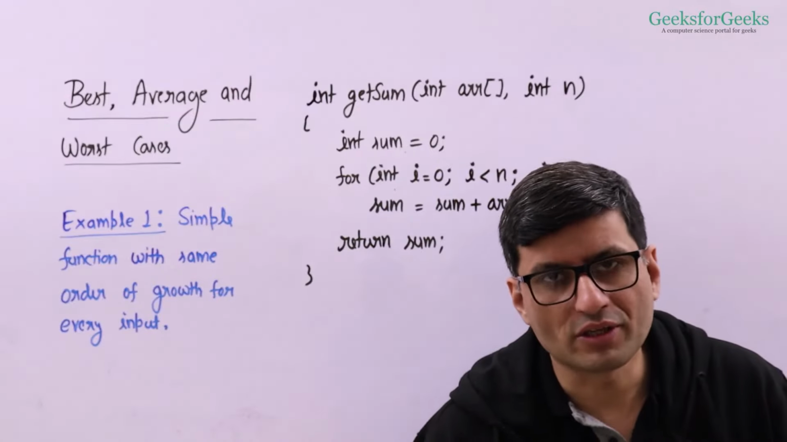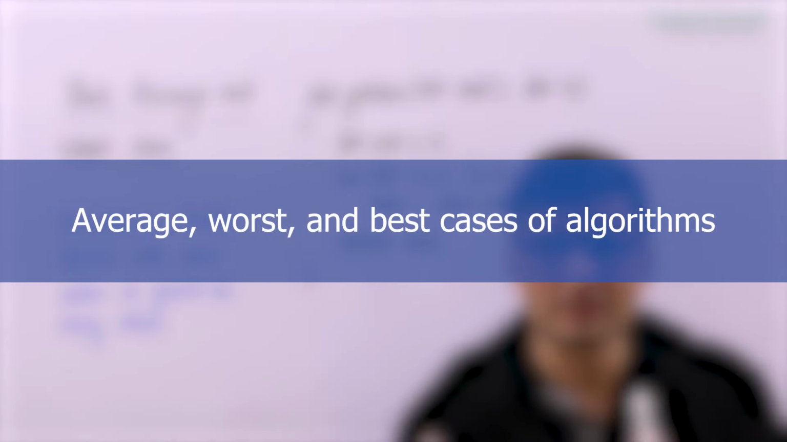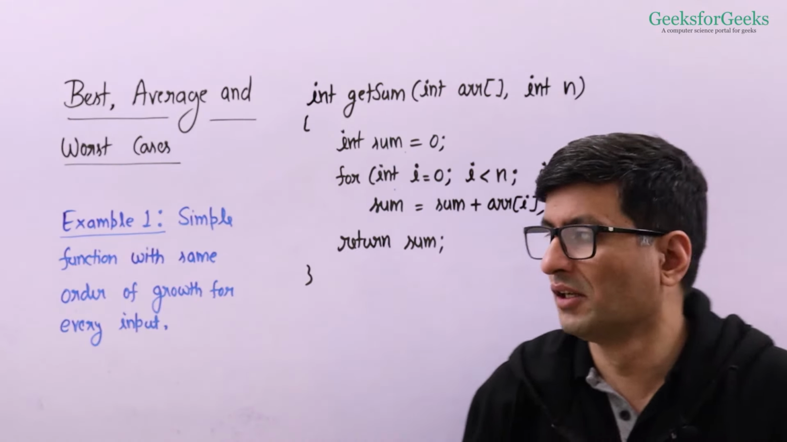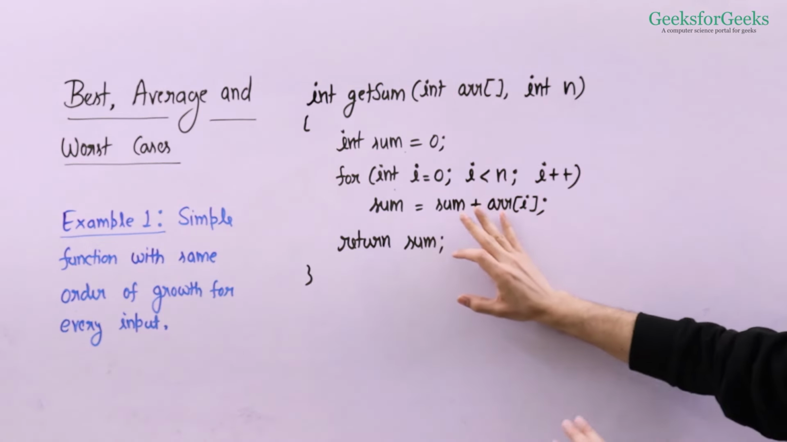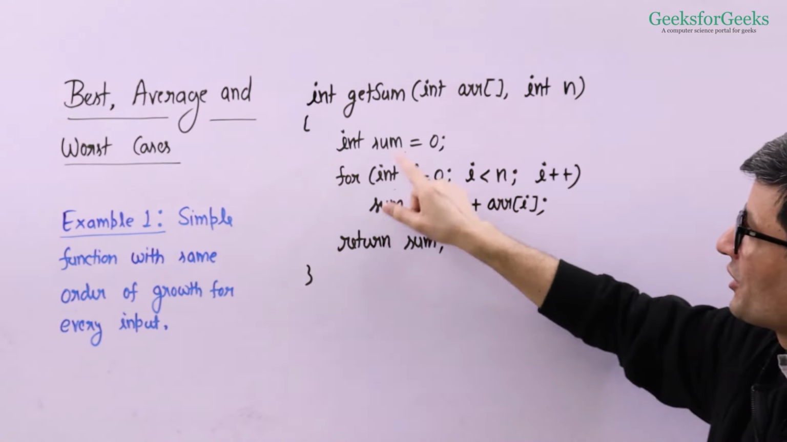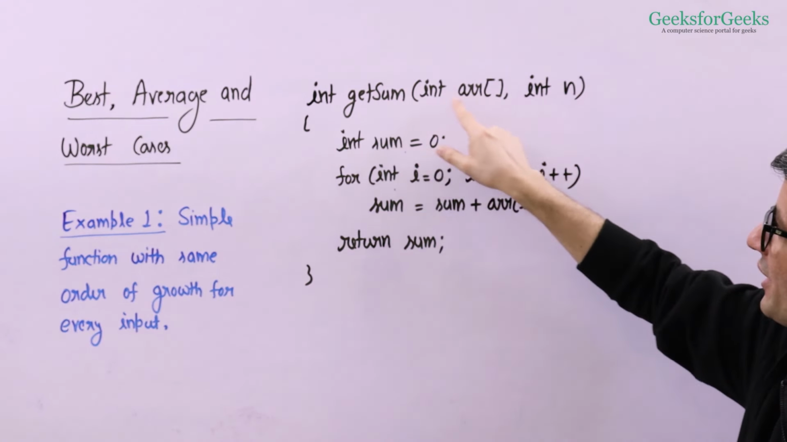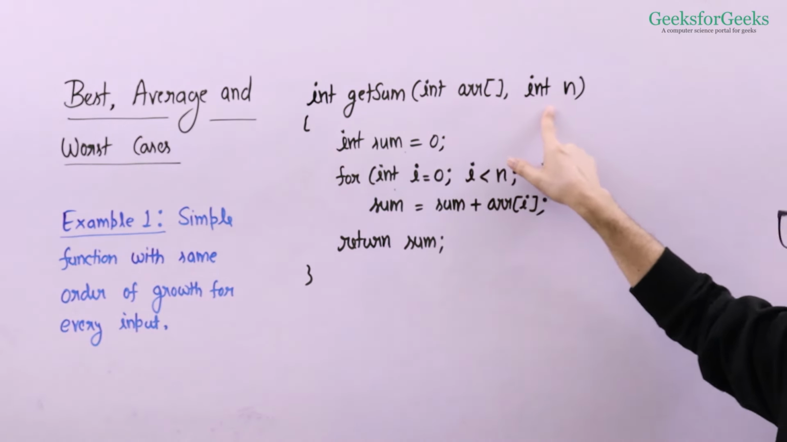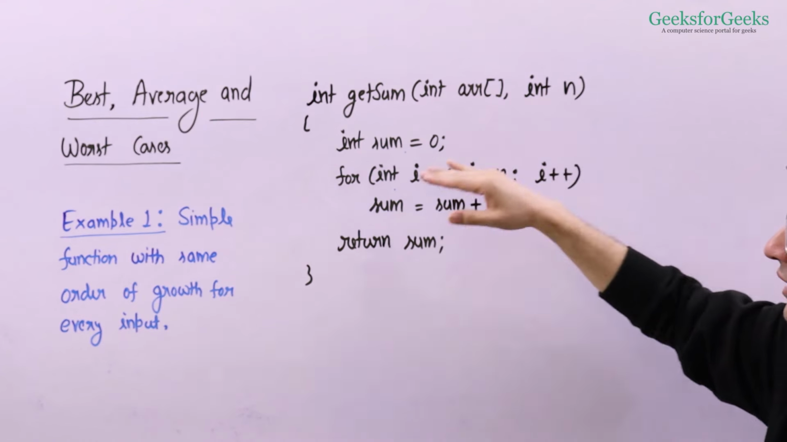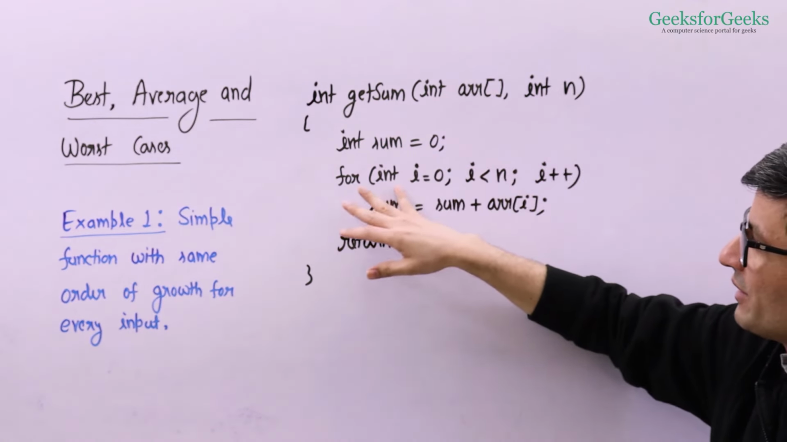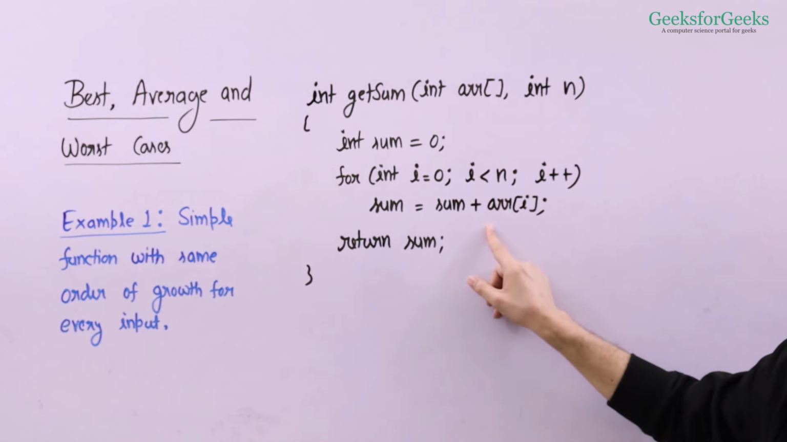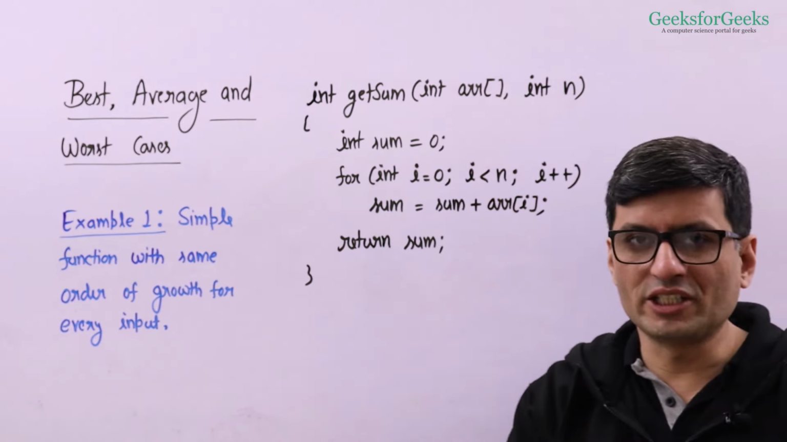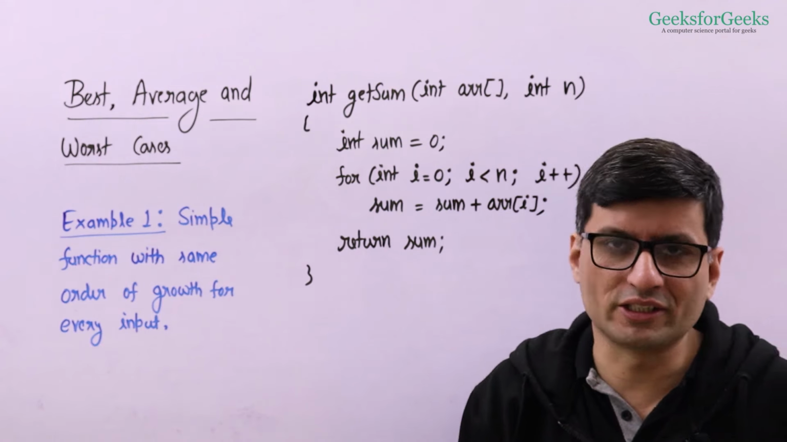Let's now talk about average, worst and best cases of algorithms. Before we talk about that, let's take a closer look at this example function. What are we doing in this function? We have written a function that takes an array as input and the size of the array as another input, initializes the sum of array elements as 0, then traverses through array elements and computes the sum. So this function is basically doing the array element sum and returning the sum.